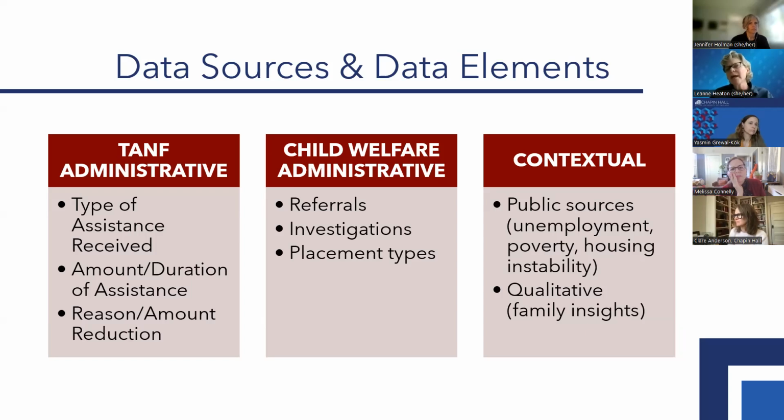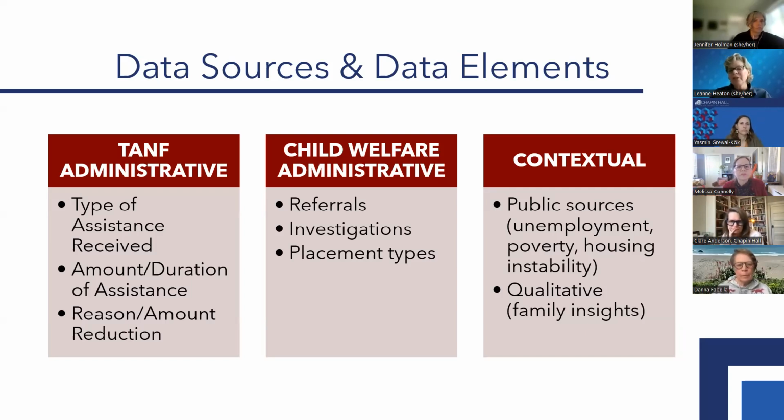But then we also just want to add that we intend to bring in contextual information. There are other public sources of data that are really important to think about in how you understand and explain any findings that we come across. Some of those really important public sources are data related to unemployment in Oregon, poverty rates in Oregon, and then also housing instability. We also know that qualitative and specifically family insights are going to be really important.